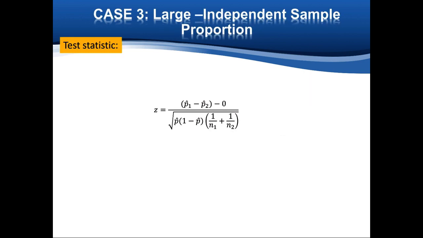The formula for case 3 for the proportion problem is as follows. The test statistic is a z-score, where P1 hat is sample 1 proportion, P2 hat is sample 2 proportion.